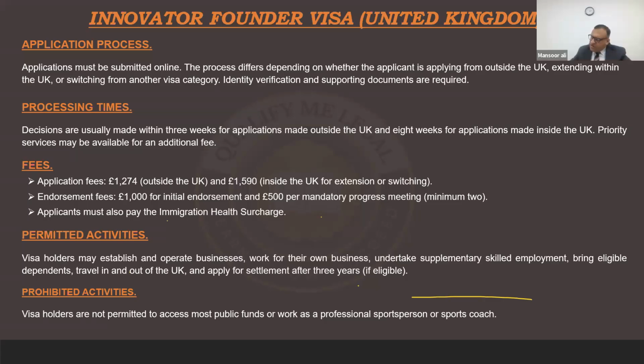Amar, as far as the endorsement body fee is concerned, if they do not straight away reject, they basically ask further questions. If your business plan is viable, scalable, in the best interest of the British public, and if it's a good business plan, then they are going to endorse.